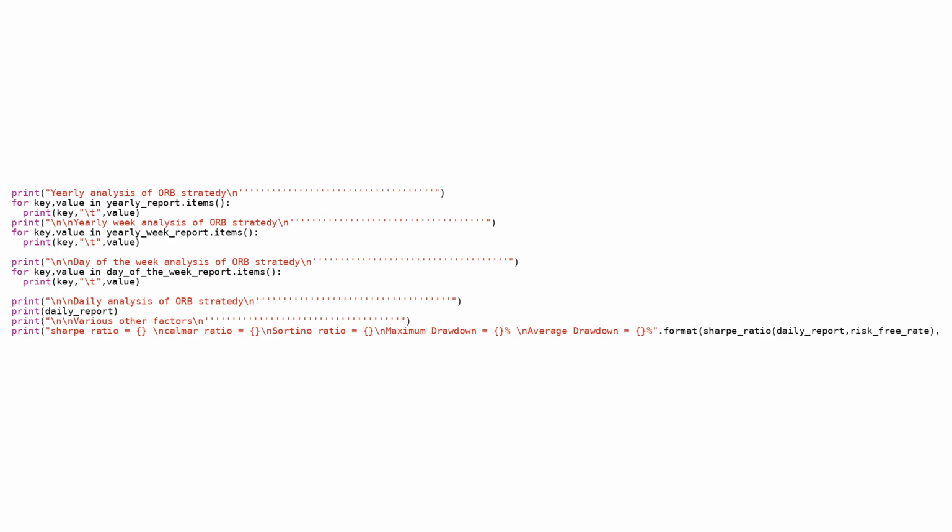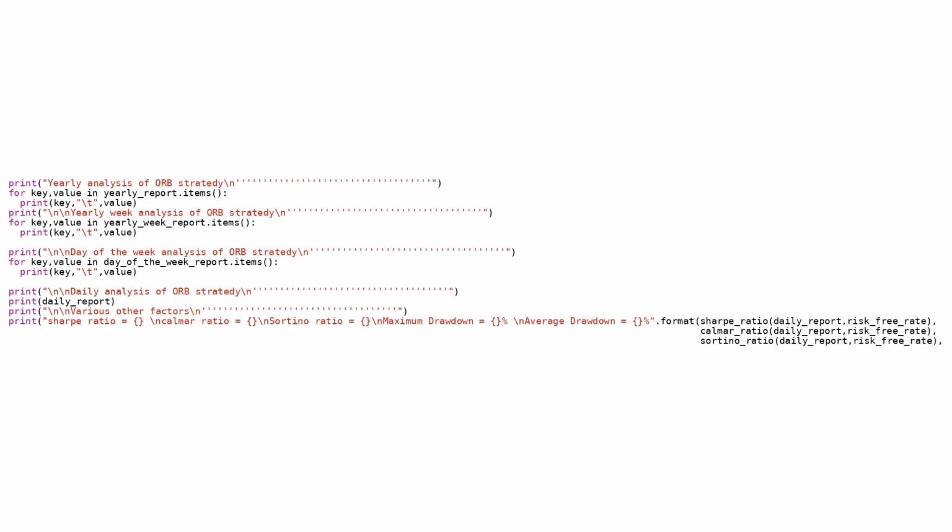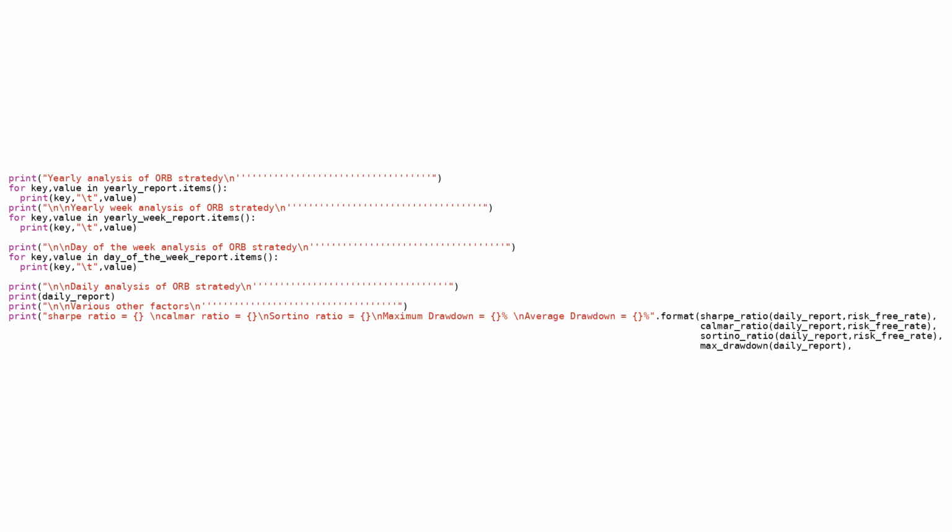Subsequently, the code calculates and showcases various performance metrics like Sharpe ratio, Calmar ratio, Sortino ratio, maximum drawdown, and average drawdown, using functions like Sharpe ratio, Calmar ratio, Sortino ratio, max drawdown, and average drawdown, applying the data from the daily report. This analysis is crucial for evaluating the ORB strategy's performance across different intervals and determining key performance indicators to gauge its effectiveness in producing returns relative to the risks involved. By scrutinizing the strategy's strengths and weaknesses, users can make well-informed decisions concerning its utilization and enhancement.